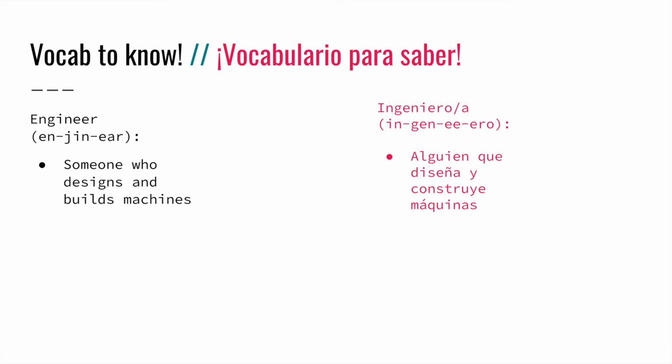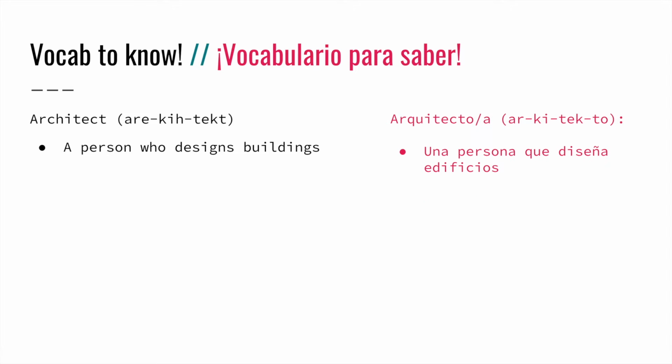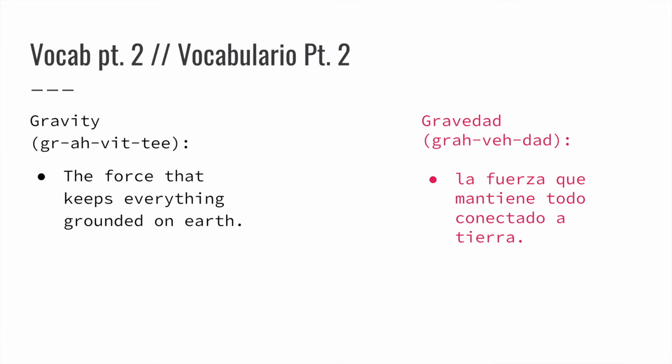And this is our vocabulary for today. You have engineer, which is someone who builds and designs machines, and then you have architect, which is someone who designs buildings. You also have gravity, which is the force that keeps everything grounded on Earth. But what does that even mean?